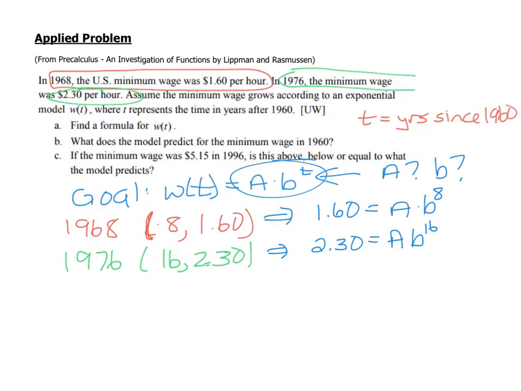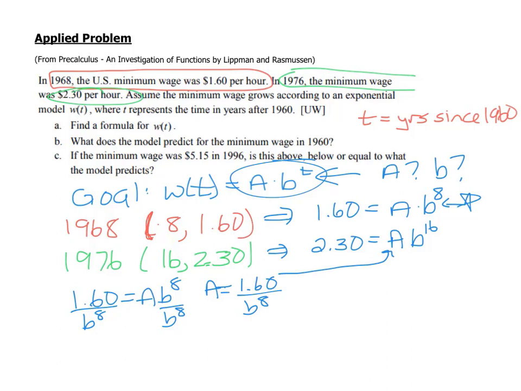Notice we have two different variables, A and B, and we're going to have to find both of those. So we can use that technique of substitution that we learned earlier, but it's just a different context. We don't have linear functions this time. So I'm going to solve this first equation for A. I need to divide both sides by B to the 8th, and I get A equals 1.60 divided by B to the 8th. Then I'm going to substitute it in right there. So I have 2.30 is 1.60 divided by B to the 8th times B to the 16th.